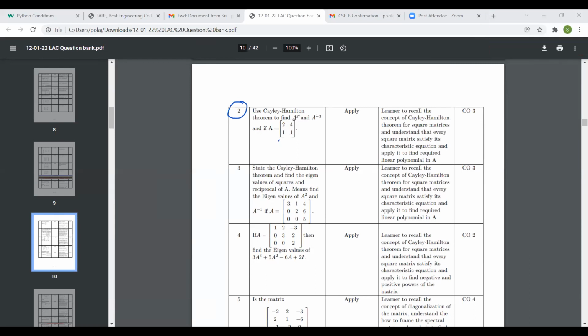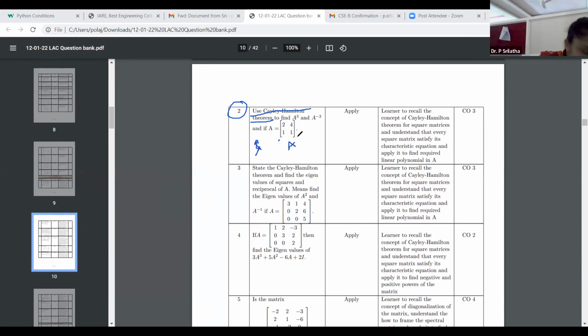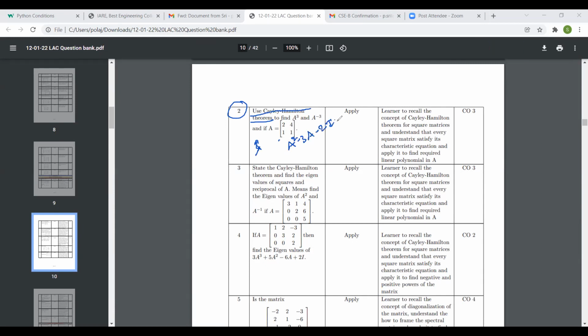First verified Cayley-Hamilton theorem, ma'am. Yeah, no need to verify, no? Okay. Next we got an equation. That is A square minus 3A minus 2I equal to 0. So this is our equation. So how to find A cube? Multiply A with A on both sides.